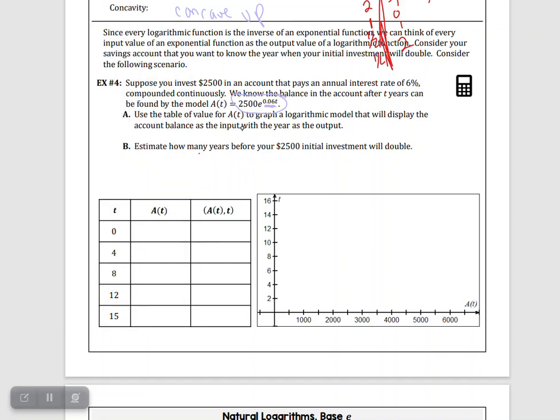So if I plug in 0, e to the 0 power is 1 times 2,500, that's going to be 2,500. If I take 4 and plug it in for t, you're going to get 3,178.12. If I plug in 8, we're going to get 4,040. Pause the video real quick and plug in 12 and 15.